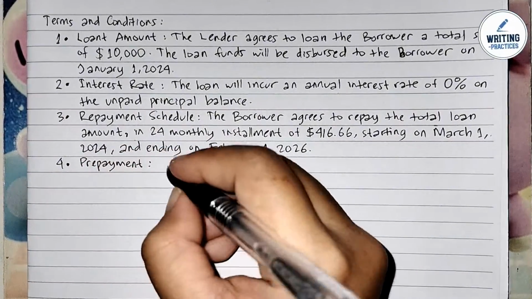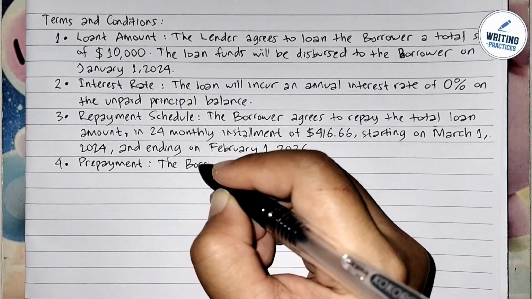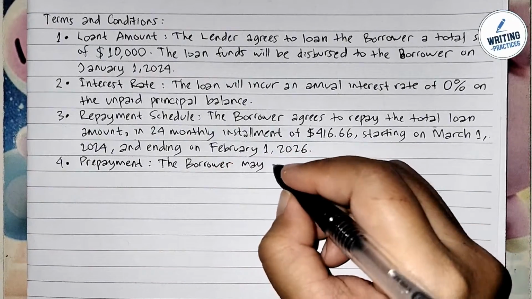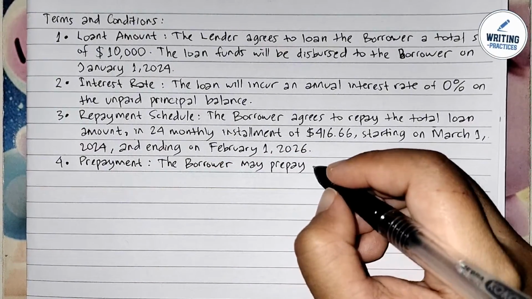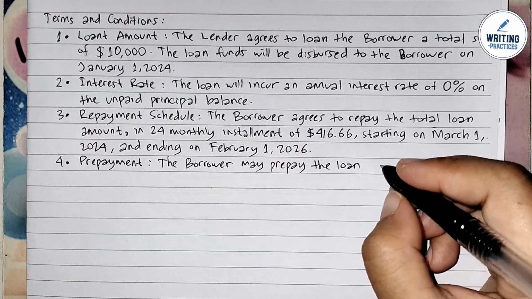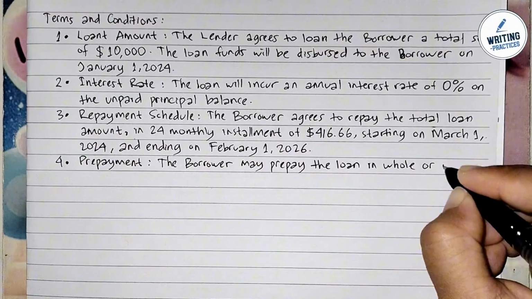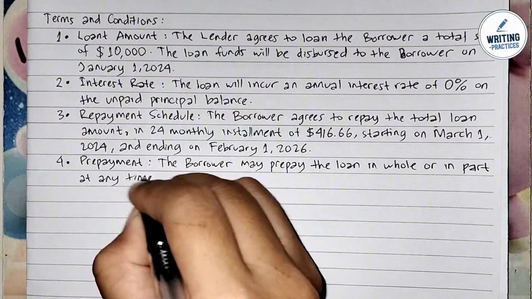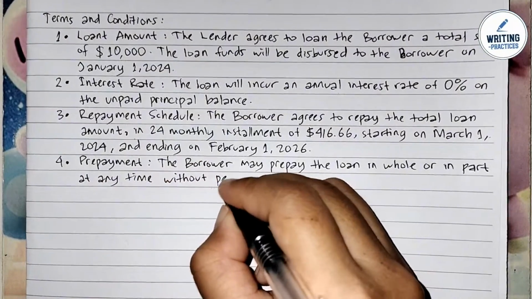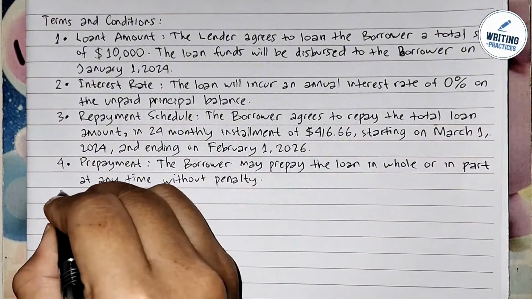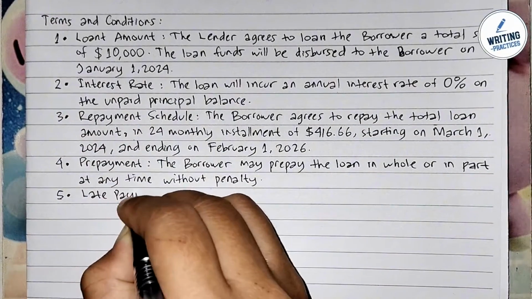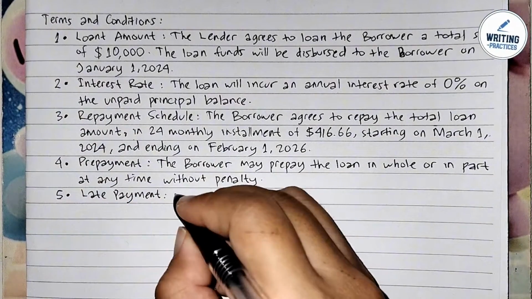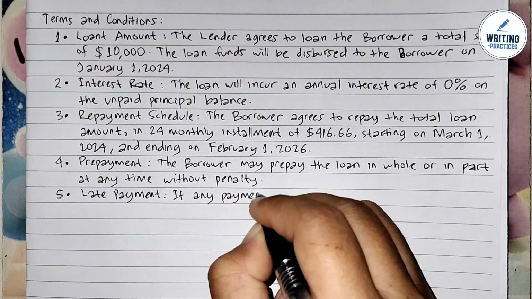Number 4, default clause. Here, you need to define what constitutes default, or failure to pay on time, and the consequences, or immediate full repayment, making the borrower aware of the serious implications of non-compliance. In this sample, I apply no penalty. And this is how it looks. Number 4. Prepayment. The borrower may prepay the loan in whole, or in part at any time without penalty.